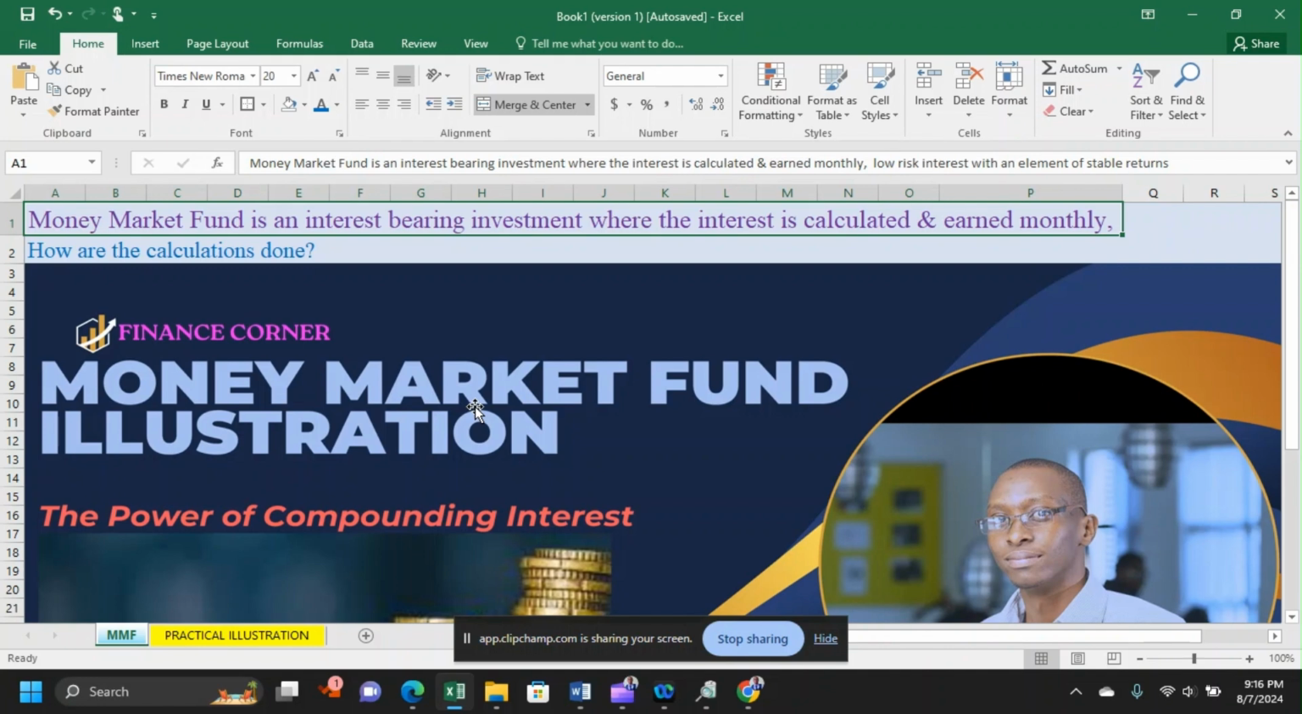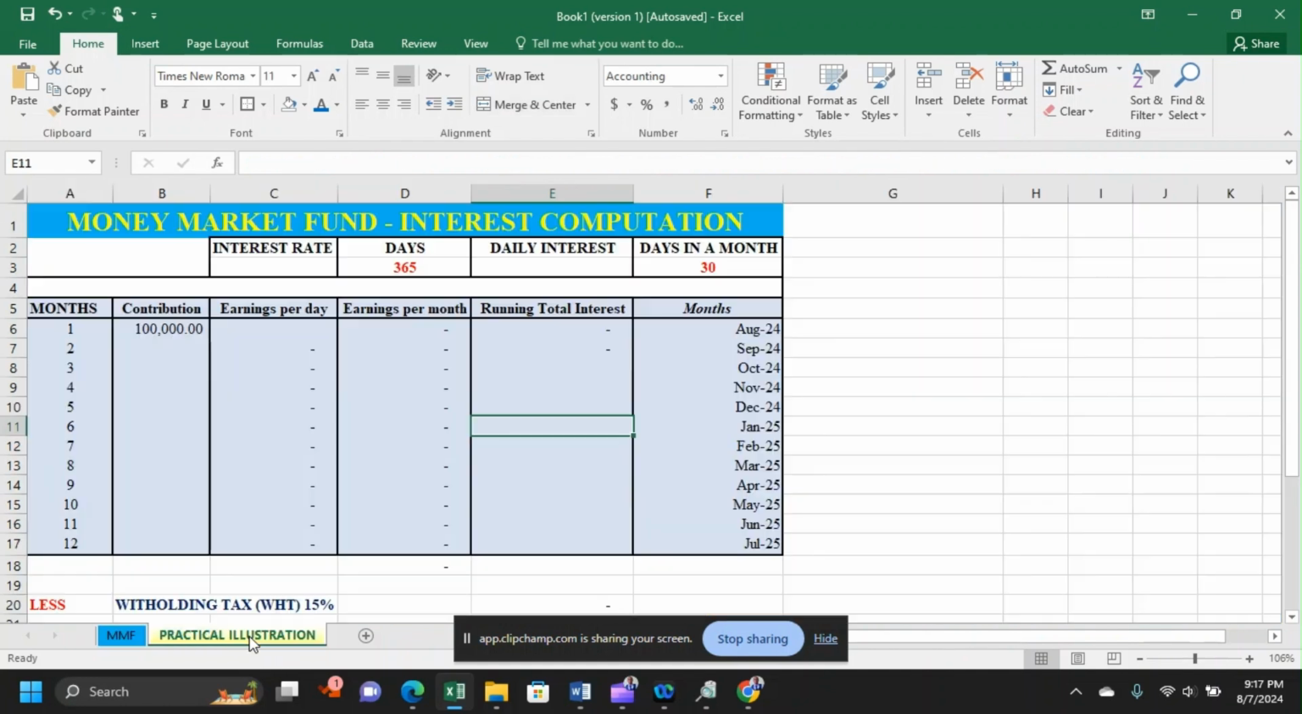of investing in. Now, the definition of a money market fund is that they are interest bearing investments where the interest is calculated and earned monthly. These kinds of investments are low risk investments with elements of stable returns. Well, let's dig in and look at the practical illustration of how the interest is computed and how much interest you earn.